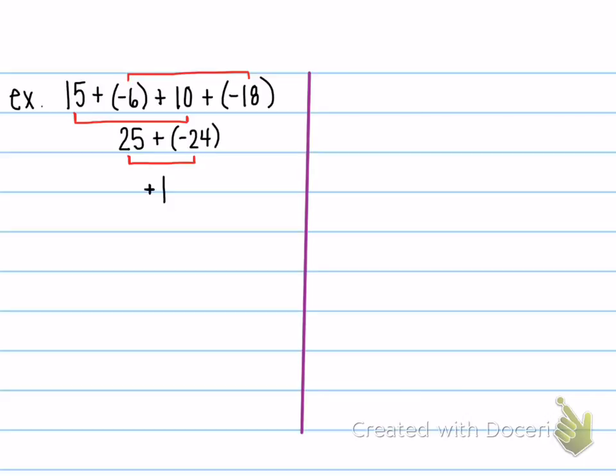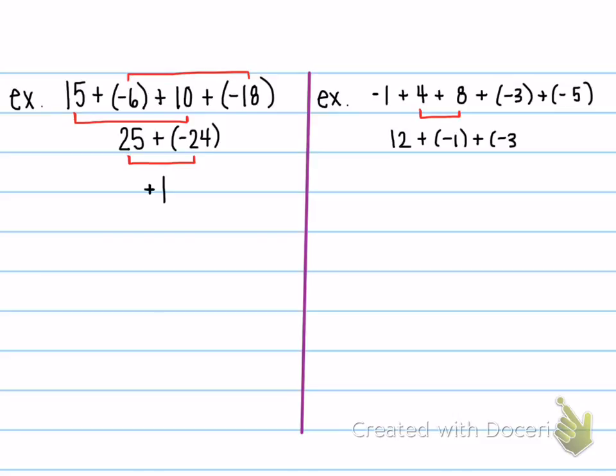All right, let's try another one. So we're going to solve -1 plus 4 plus 8 plus -3 plus -5. Take a second to solve it and then come back and listen to how we did it. Okay, when I'm looking at this problem, what I see first is only two positives. So I look at that 4 and that 8 and I say, well, that's 12. And then I still have plus -1, plus -3, and plus -5. Now, all three of these numbers are negatives.